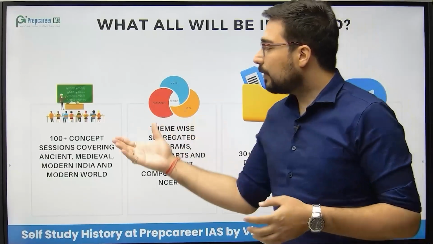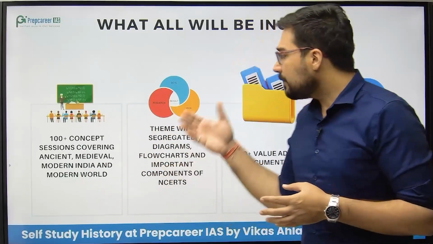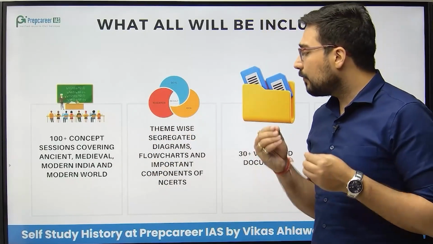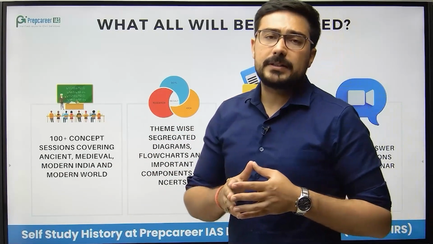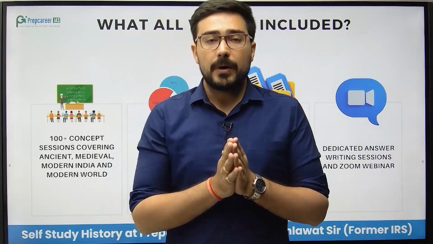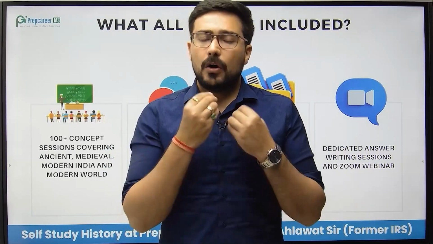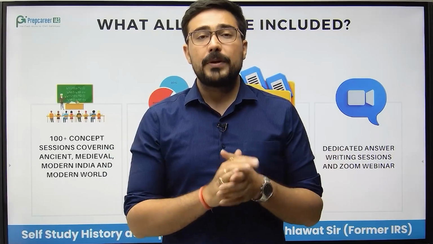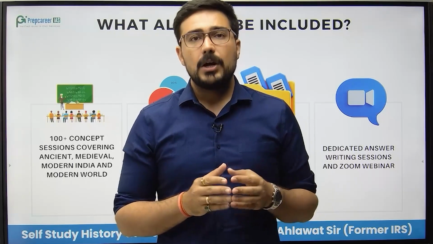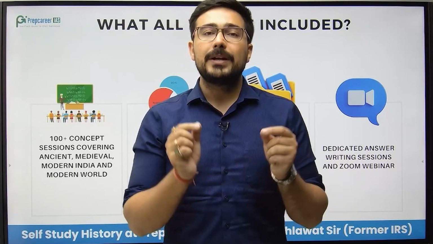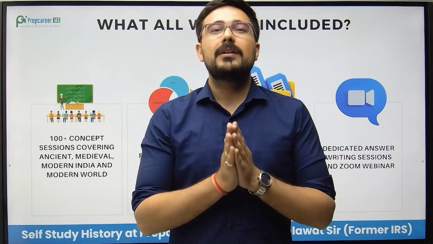ओके. 100+ सेशन हैं, चारों पार्ट कवर होंगे. थीम वाइज सेग्रीगेटेड डायग्राम, फ्लो चार्ट, जितने भी इंपॉर्टेंट एनसीईआरटीज हैं. देखो अगर हम सारी एनसीईआरटीज को कंबाइन कर दें, एंशिएंट, मिडिवल, मॉडर्न, वर्ल्ड, ऑफ वेरियस बोर्ड्स ऑफ इंडिया, तो 25 से 26 एनसीईआरटी निकल के आती हैं. उन सबको हमने कोहेरेंट फॉर्म में डिज़ाइन किया है so that you can learn the best from that.